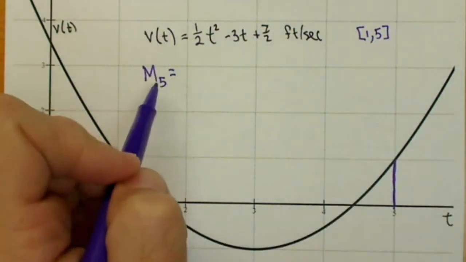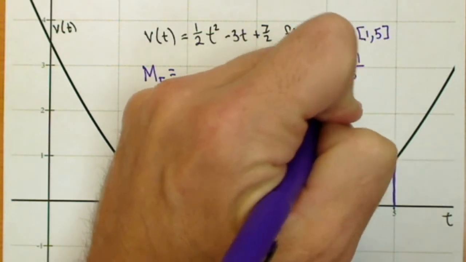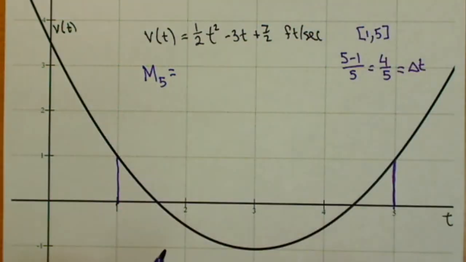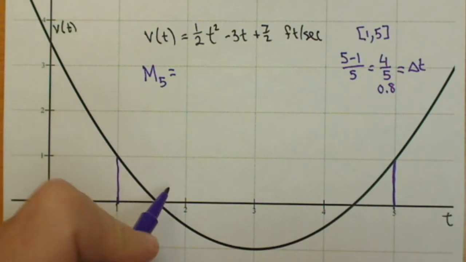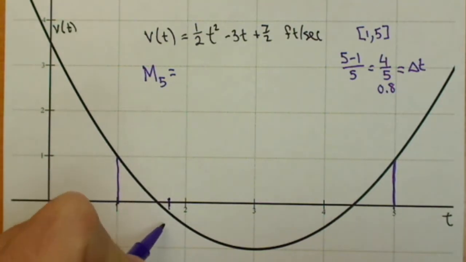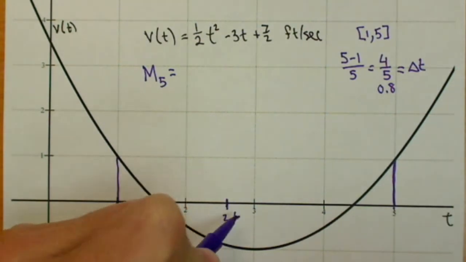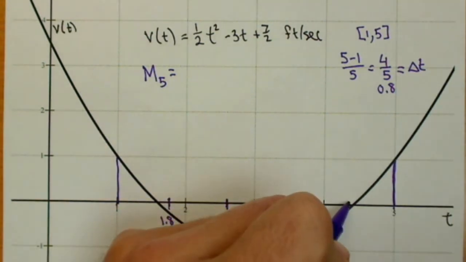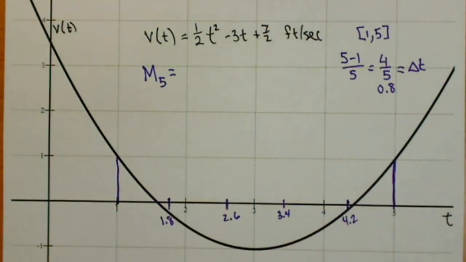Now, we're going to do this with 5 intervals, which means we take 5 minus 1, or 4, and split that into 5. So 4/5 is our delta t, or as a decimal, 0.8. So let's mark those points off. Right there is 1.8. About right here is 2.6. Right here is 3.4. Notice each time I'm going up by 0.8. Then 4.2, and then we have our last interval of 0.8.